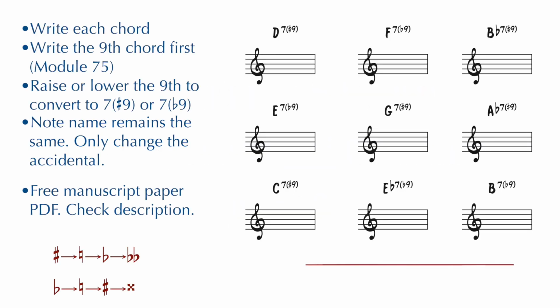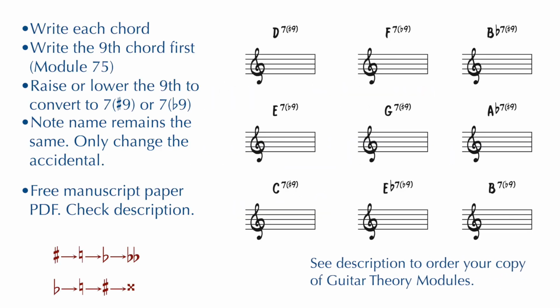At the bottom of page 191, we have this exercise in constructing 7 flat 9 and 7 sharp 9 chords. Your job is to construct these chords using the steps we just talked about. And the first step is to write each chord as a ninth chord, so please review Module 75 if you need more help with that. If you have a copy of Guitar Theory Modules, you can write your answers right there in the book and check your work on page 230. Your chords may appear in a different octave than mine, and that's okay.